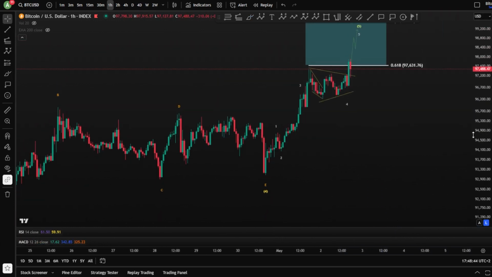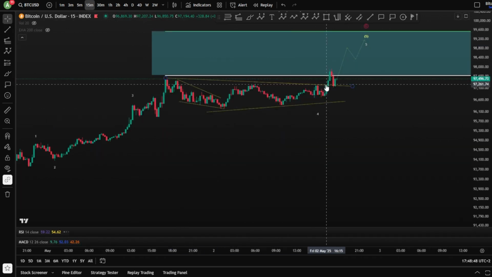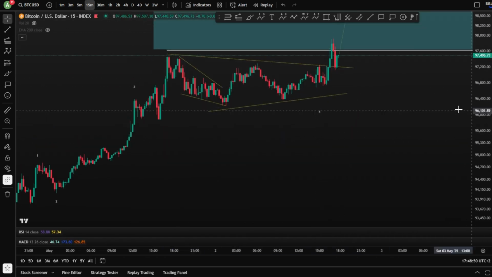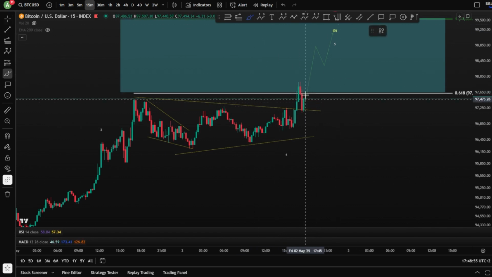A quick update for Bitcoin. So what did we see and what do we expect later? As expected today in the intraday, I said we want to see a move toward the upside, and here we go. We got it. We entered the blue box, but it's not done yet.